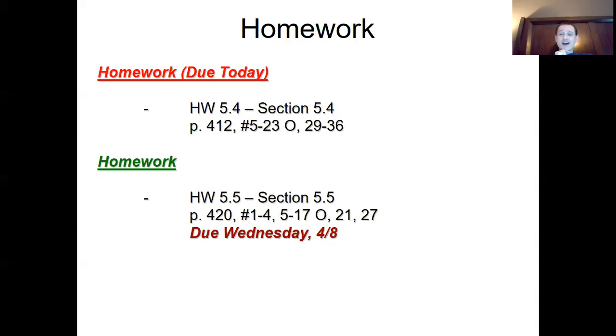But this new one is section 5.5. It is not due until Wednesday of this week. So you've got to get that done too. That's due on a Wednesday. It's pretty straightforward. You've got a 2-day turnaround on this particular assignment.